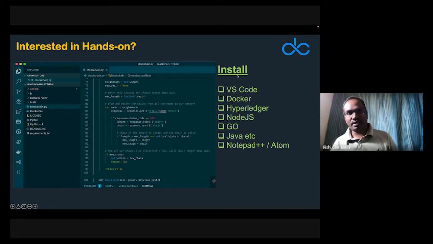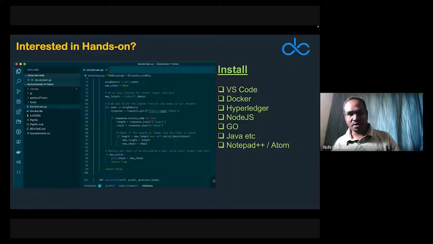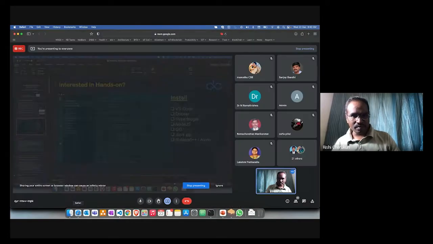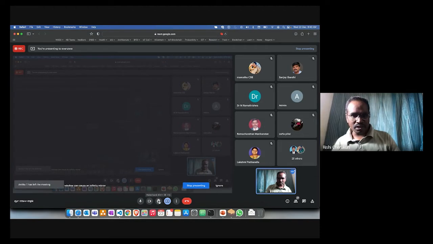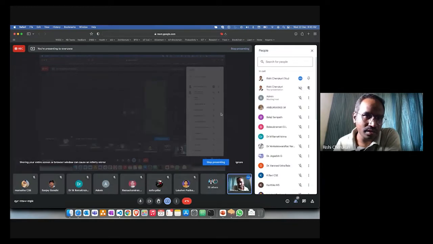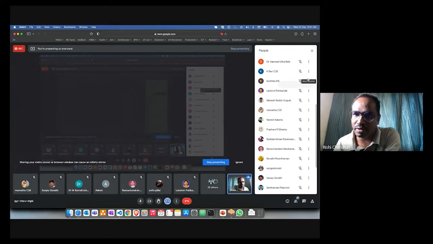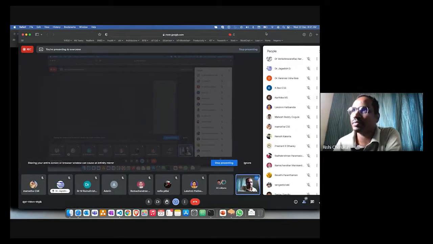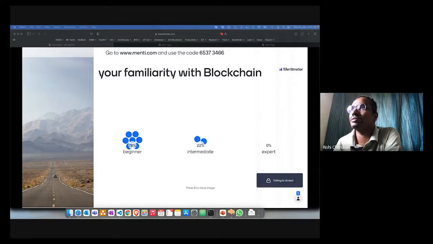Have any one of you heard about Ganache, Remix? You can use the options here, like you have this raise hand option, right? You can use this raise hand option to convey whether you heard about Ganache or not, because not everybody can speak in such a large audience. I'll look out for how many people are responding.